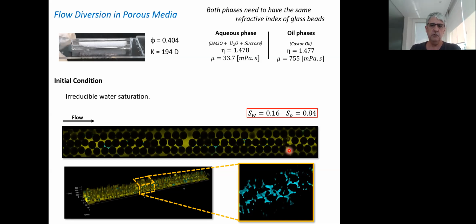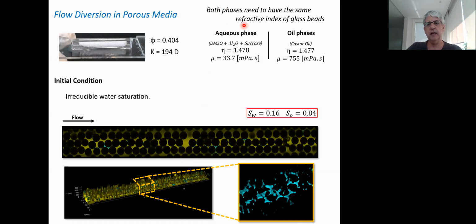And then we are using confocal microscopes to visualize this process. So we start by saturating the device, this glass packing, with water phase. Then we displace the water phase by an oil until we reach the irreducible water saturation. In this case, the water saturation was around 16% and the oil saturation around 84%. So what you're seeing in this confocal image is, again, yellow is the oil phase. You can see that the porous media is almost fully saturated with the oil phase, and then you just have the water ganglia, which are immobile because you're at irreducible water saturation.